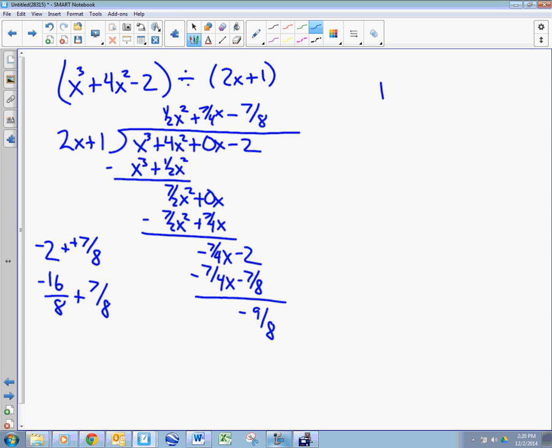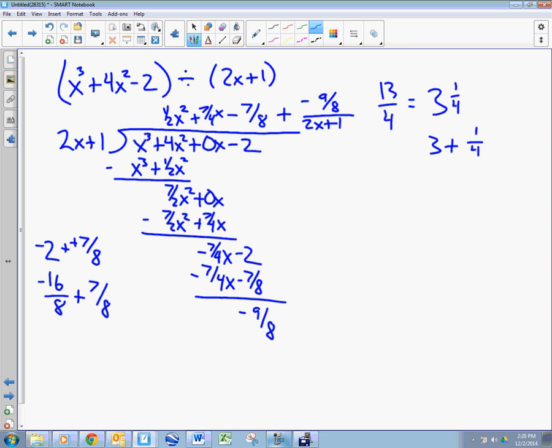If you have, say, 13 over 4, you could write that as 3 and 1/4, right? Because your remainder is 1. It's 3 with a remainder of 1, or 3 plus the remainder over the divisor. So in this situation, you will add the remainder, negative 9 over 8, over the divisor, 2x plus 1.